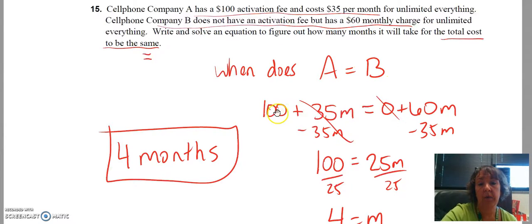Company A has a $100 activation fee, plus $35 times the months that you have that plan. We want to know when that's equal to a company that has 0 activation fee. I put a line through that because you did not even have to write that part. It's just $60 per month, so you could have left this part out. Solve for the variable and you get 4 equals m. Please make sure you write a proper answer for a real-life problem. M equals 4 doesn't mean much to us, so please do make sure you put 4 months.